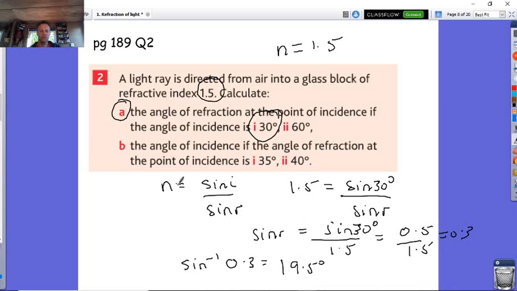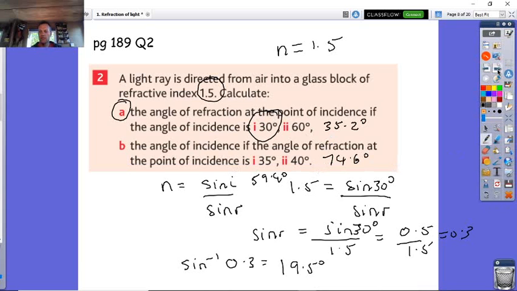Again, examiners want to see formula, working, answer, and units. Now, you can do these yourself. I think I've worked them out. This one comes to 35.2 degrees. This one is going to be 59.4 degrees. And the last one is 74.6 degrees. Okay. These go the other way around.